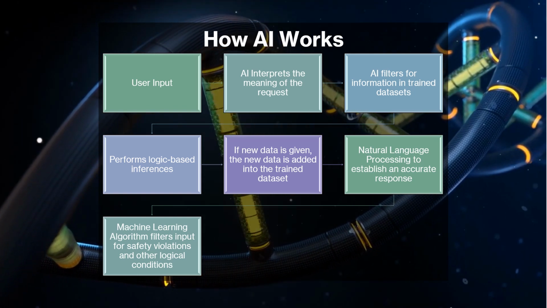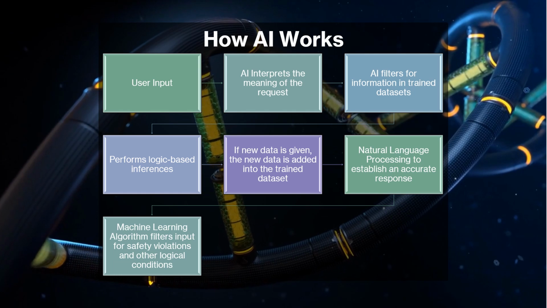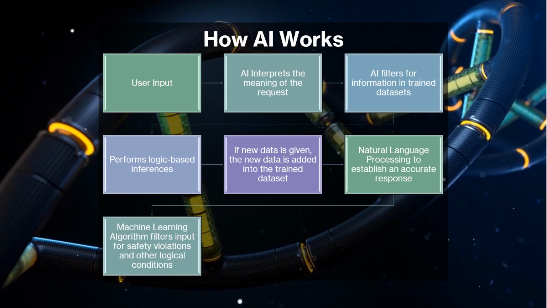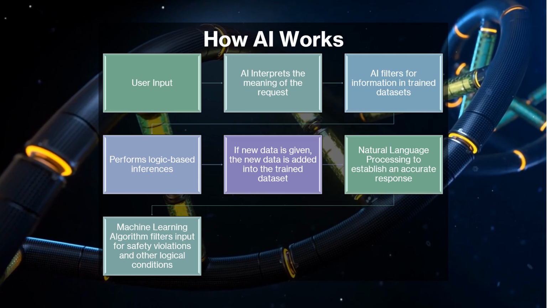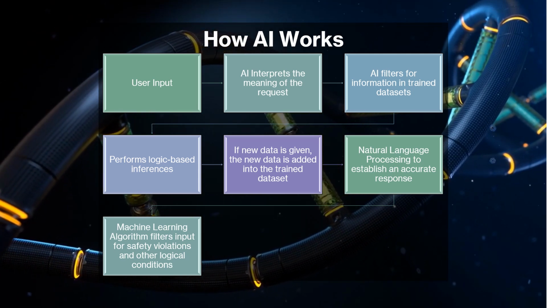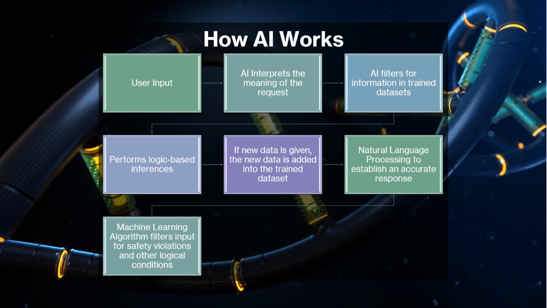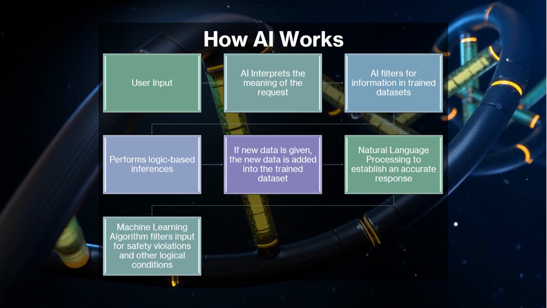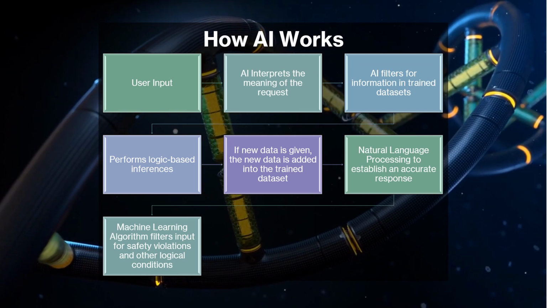So the next step is if you have a new data set, so if you're uploading a file, that file is then added into its own trained data sets. So this is where the privacy concerns come into play, so that it can also include that in its logic-based inferences. And then right before it gives you the response, there's a couple other steps.